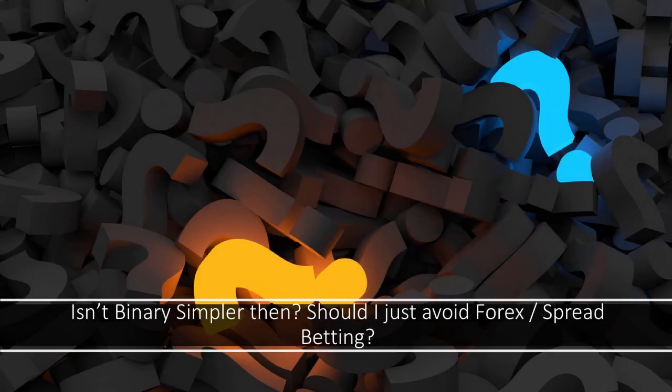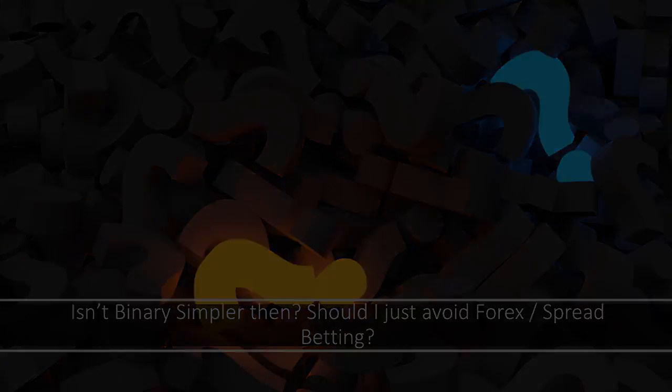As you can see from the definitions above, binary is the simpler method to trade, but that doesn't mean that Forex hasn't got anything going for it either. So we're now going to look at the pros and cons of each method of trading.